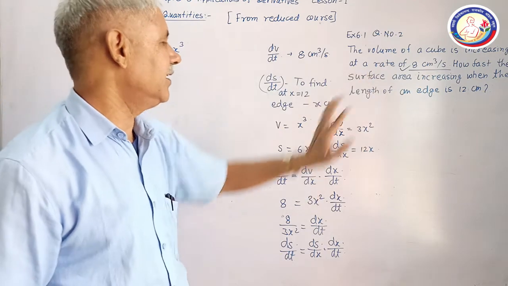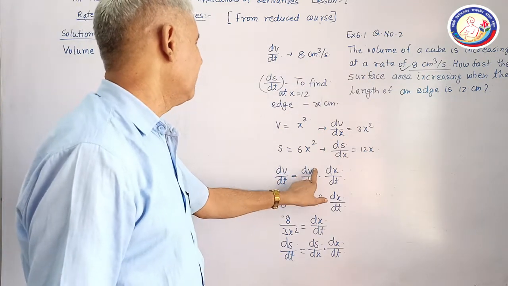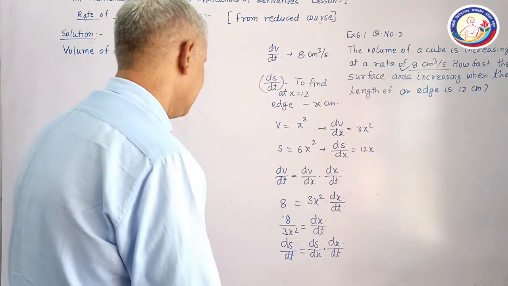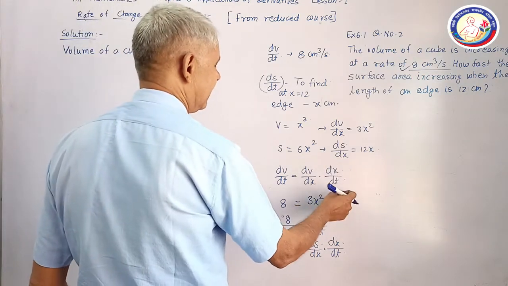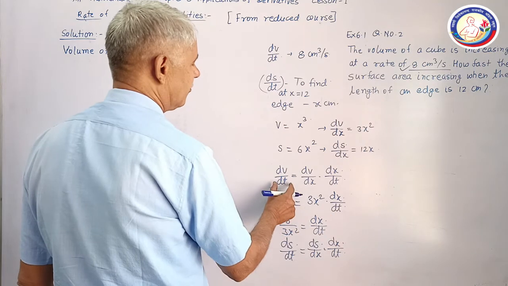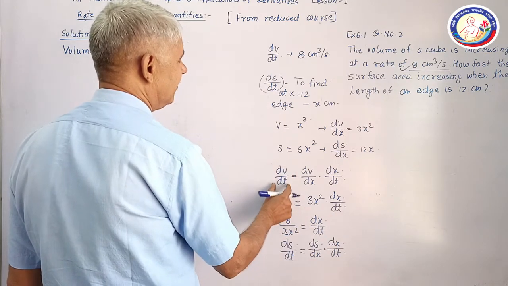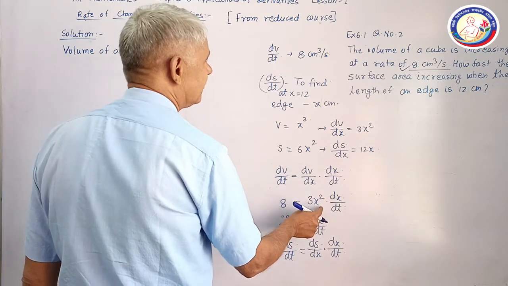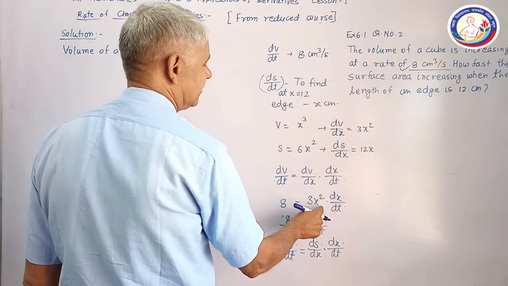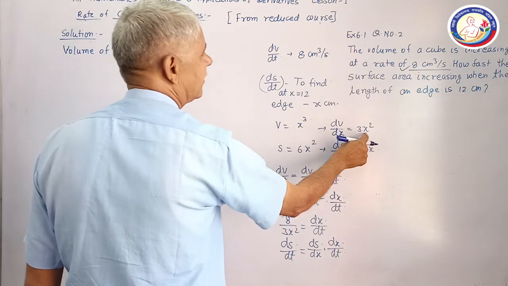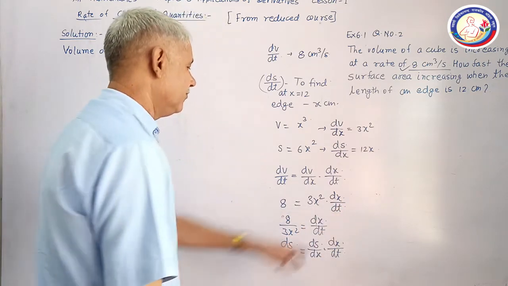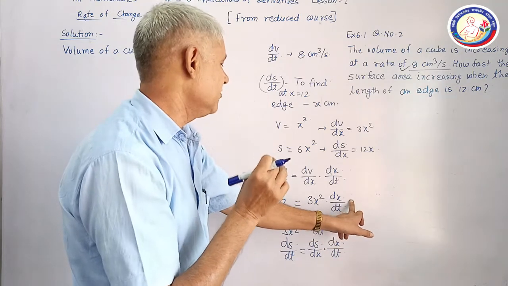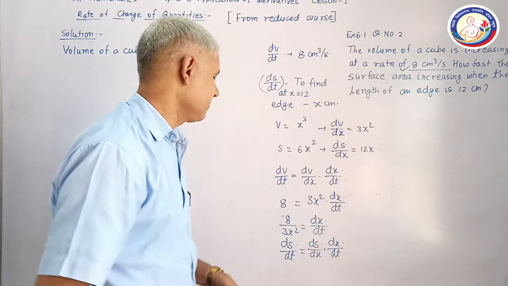We will have here x as a mediator: the derivative of V with respect to x into the derivative of x with respect to t. Again, we can find from here the derivative of x with respect to t, because we are given dV by dt, the change in volume with respect to t, and dV by dx is 3x square, as we have determined here. So from this relation we can find the derivative of x with respect to t. We will require this in further calculation.